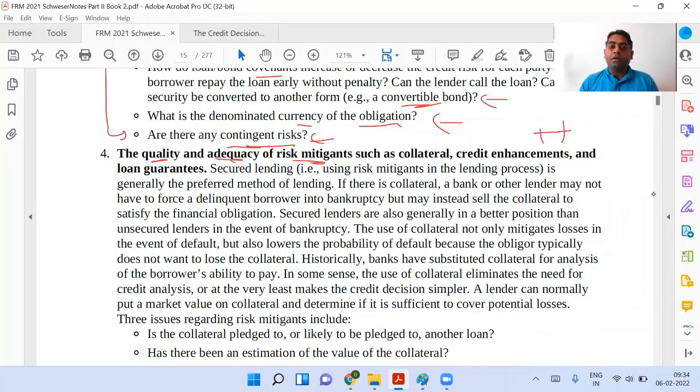Suppose I have a collateral and I want to sell it because the customer has defaulted. You should be able to sell that collateral, right? People should be willing to buy it. That represents the quality of that asset. When we talk about secured lending, it generally means that there is some asset available to repay. If the borrower is in default, that asset is going to reduce the risk because you can sell it and reduce your risk.